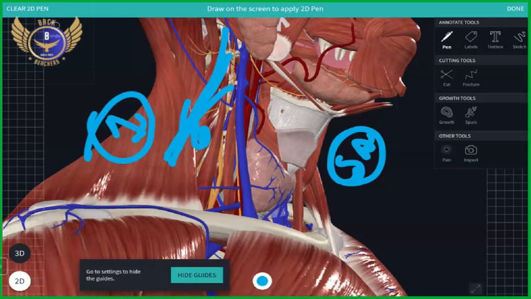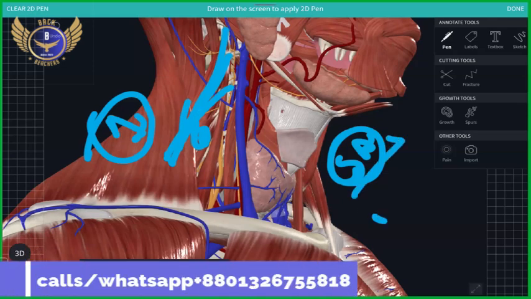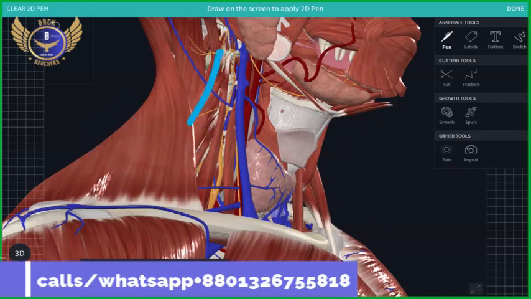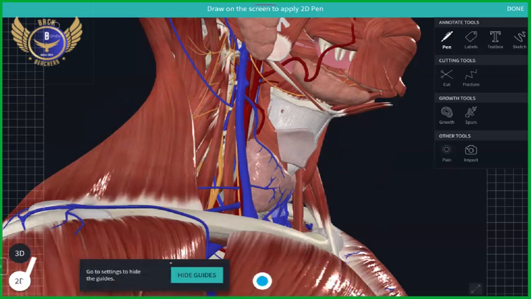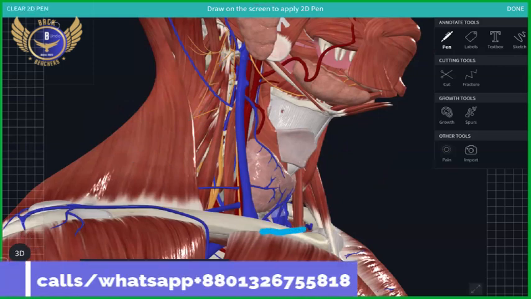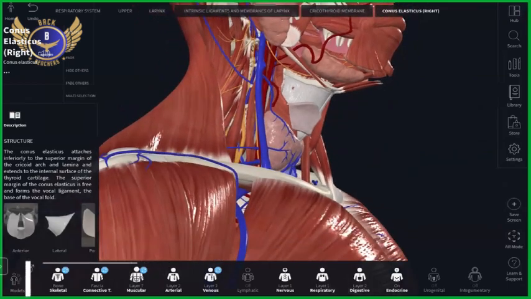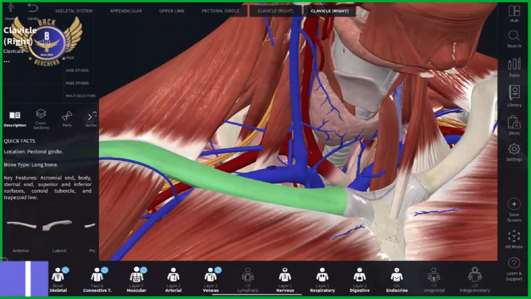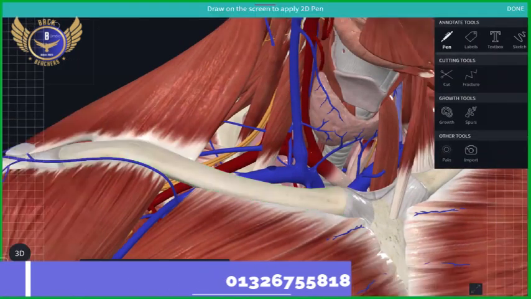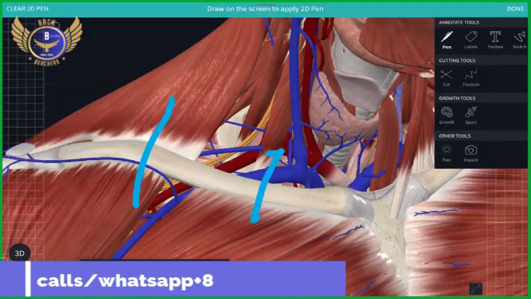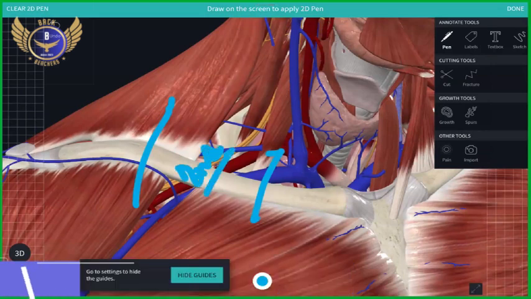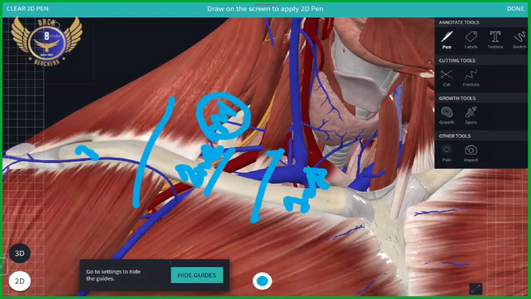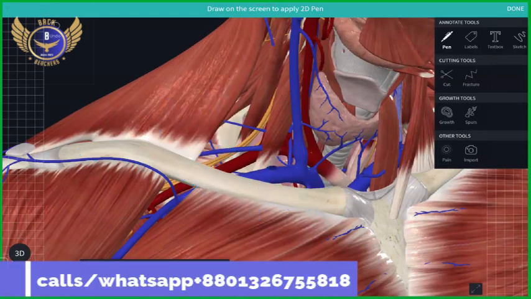Why? Because spinal accessory is a nerve that is very frequently injured, and they always ask questions from here, only here. Then I will show you another thing that is very important. I'll remove the clavicle, and remember the middle third of the clavicle. If we divide it into three parts, this is the first part, second part, and third part. This is the middle third of the clavicle. Now remember, they will ask you questions from the middle third of the clavicle.